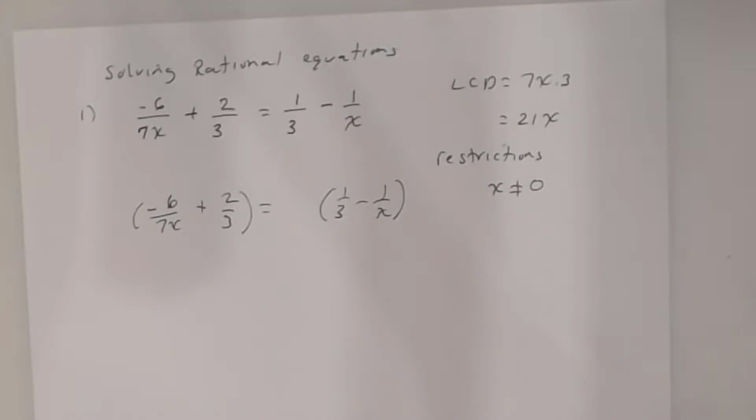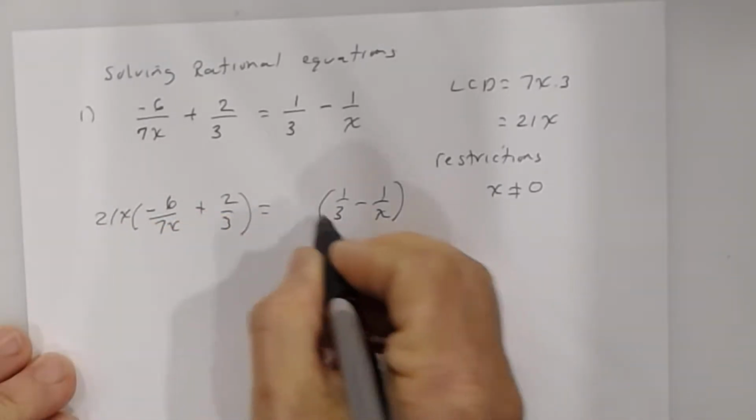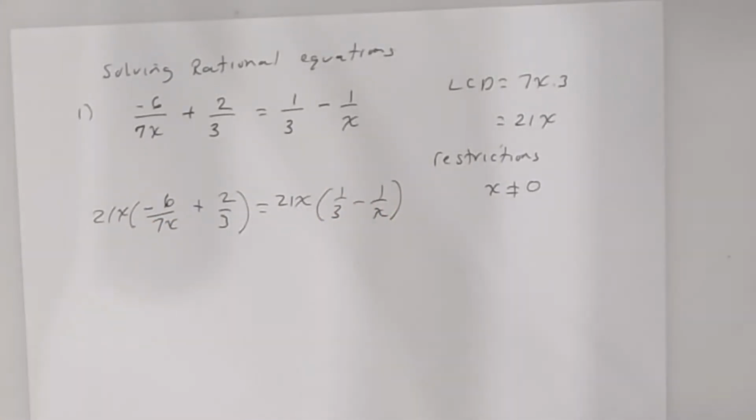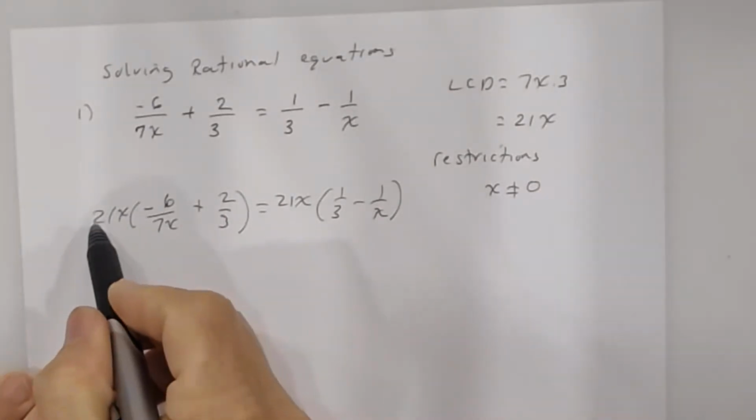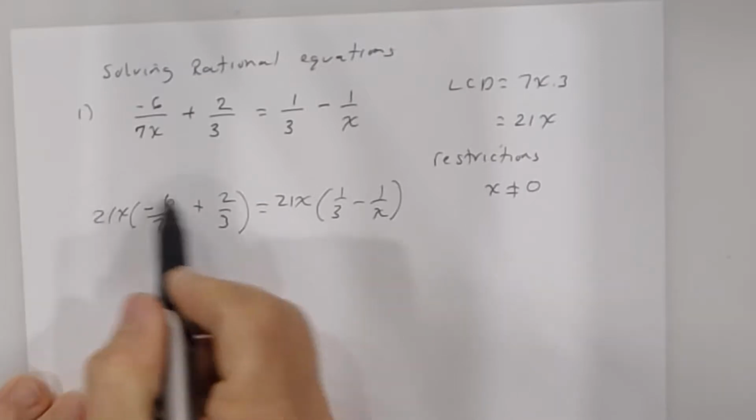Now what's the next step? I got to multiply both sides by what? Which is 21x. All right, so that's your next step. Now, what's going to be the next step you're going to do? Not reduce. You don't reduce first, because here's what's going to happen. If you reduce first, you're going to say 7 into 21 is what? 3, and then distribute the 3.